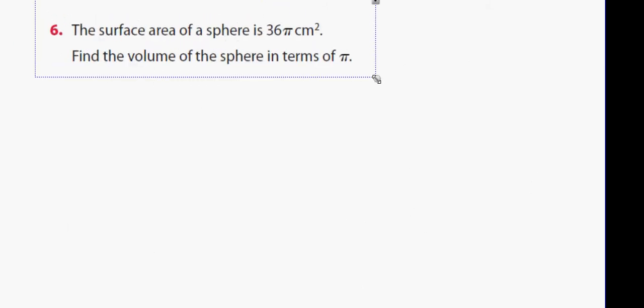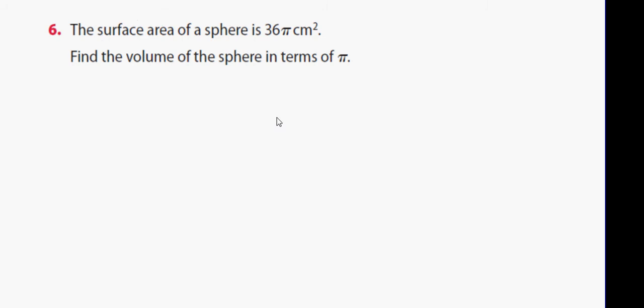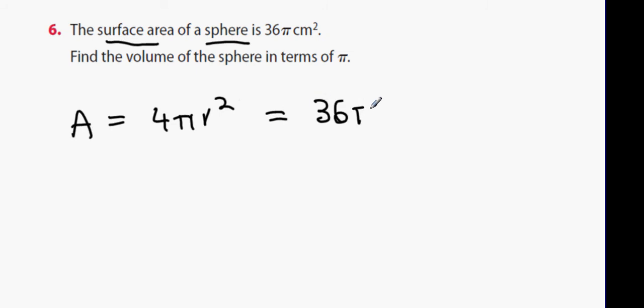surface area of a sphere is 36 pi centimeters squared. Find the volume of the sphere in terms of pi. You read up surface area sphere. Get the surface area formula. Surface area formula is 4 pi r squared. 4 pi r squared equals 36 pi.